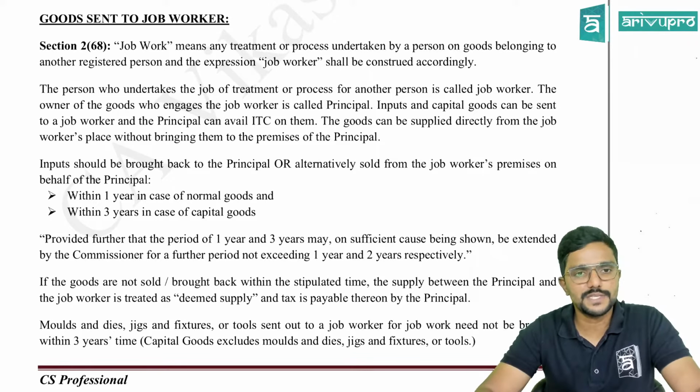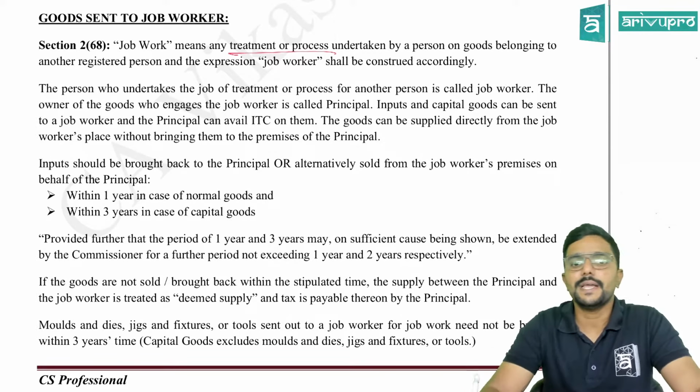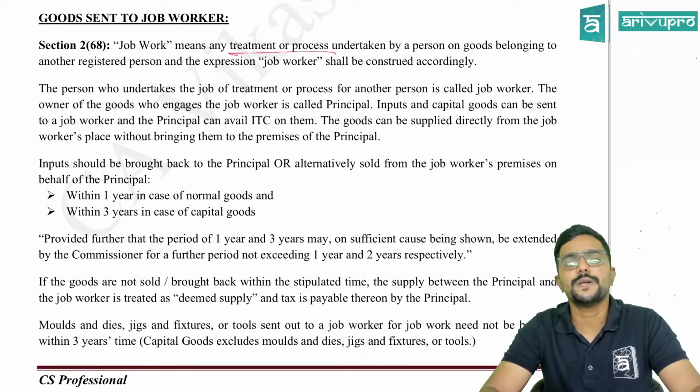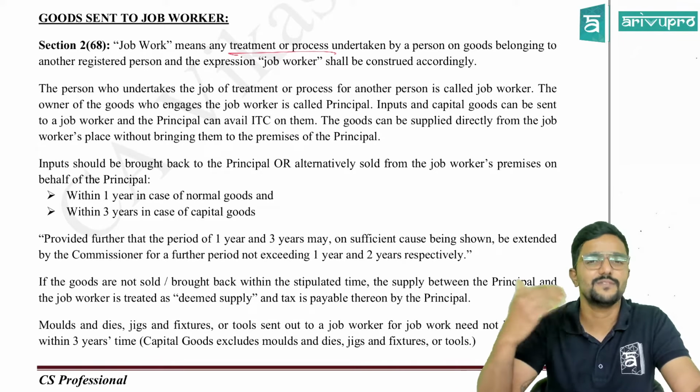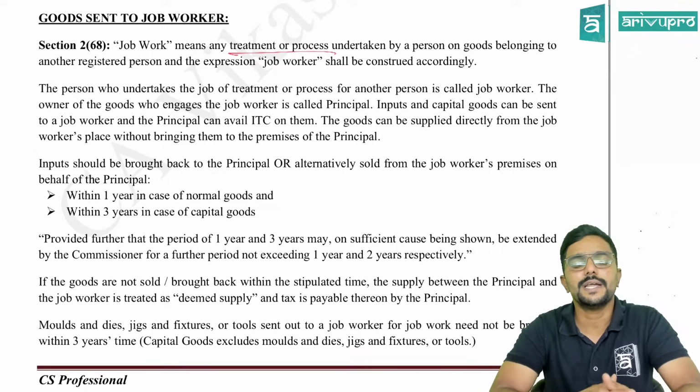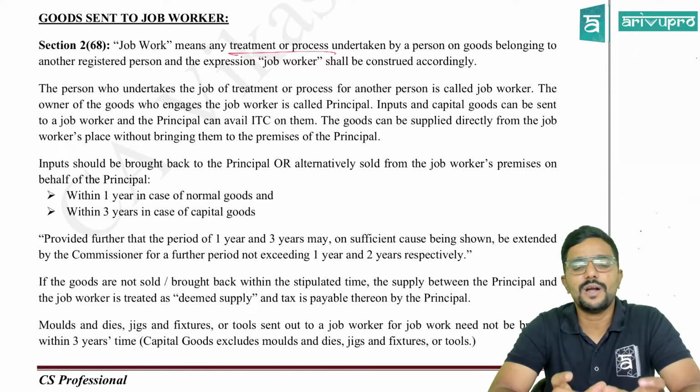Section 2 clause 68 defines job work. Job work means any treatment or process undertaken by a person on goods belonging to another registered person. That another registered person, we call him the principal for explanation's sake. And the expression job worker shall be considered accordingly. So whoever does the job work is called job worker. Clear?